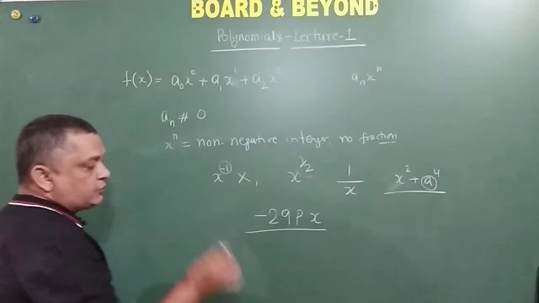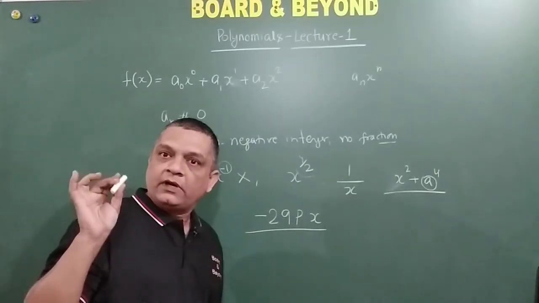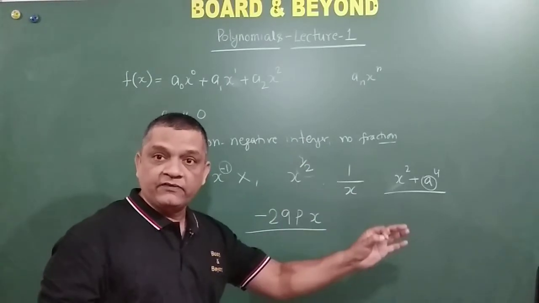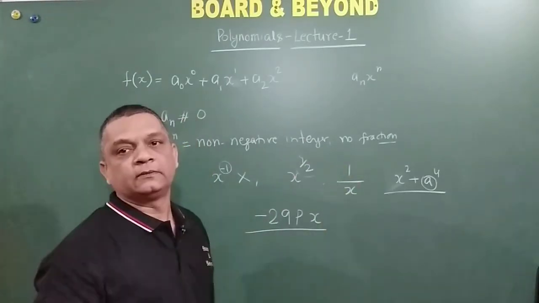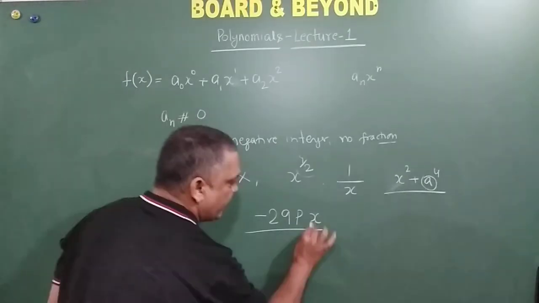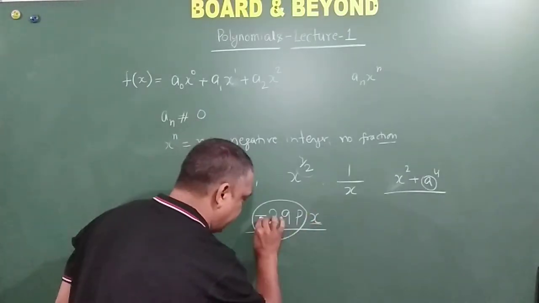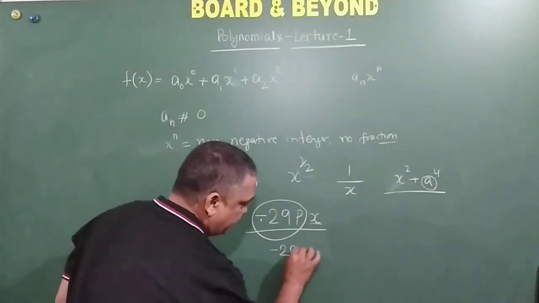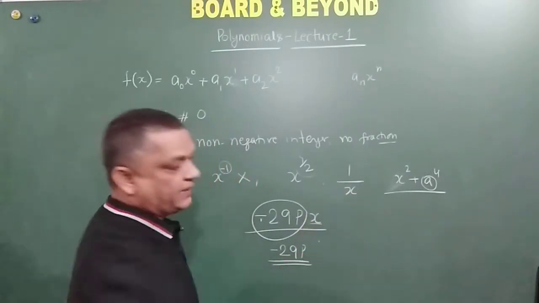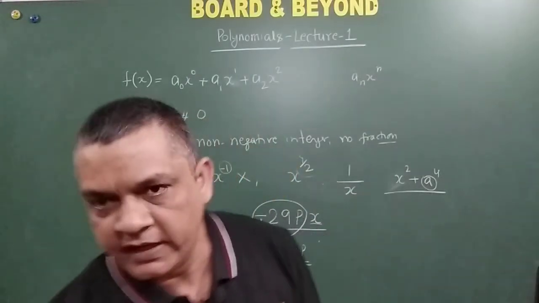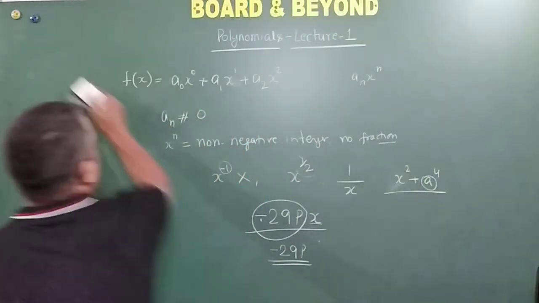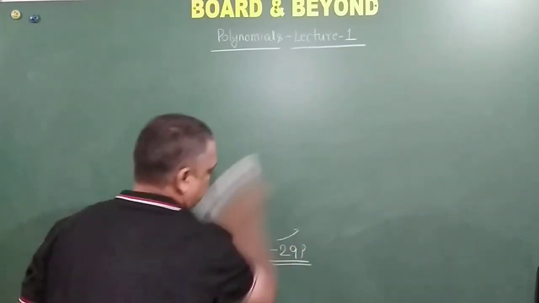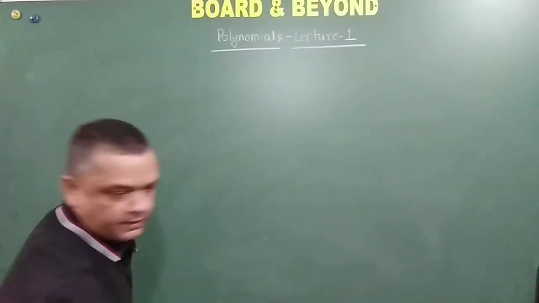Okay. So whenever we are talking about the coefficient of a variable, that means in that term, apart from that variable, everything else including the sign. Please understand. So apart from x, everything else including the sign. Sign is very important, my friends. Please don't omit that. Okay. So minus 29p is the coefficient of x in this term. You getting? Okay. So let's move on. This was basically to give you a brief on the basics of the polynomial. Okay.